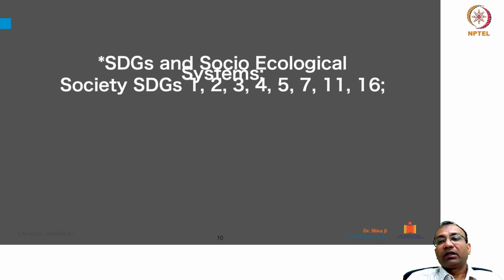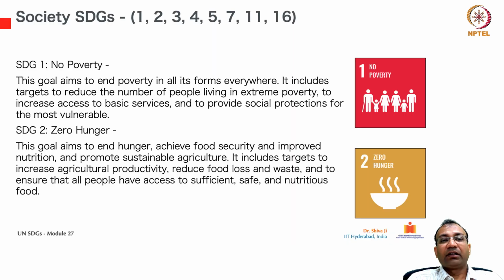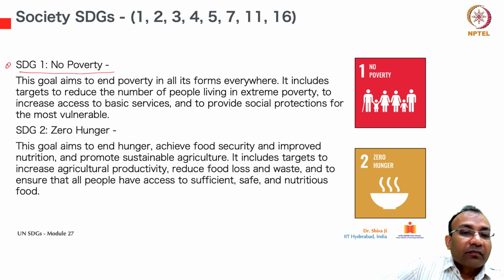Now we'll move to the SDGs and socio-ecological systems at the level of society: SDGs first, second, third, fourth, fifth, seventh, 11th and 16th. Let's see. So SDG 1, no poverty.